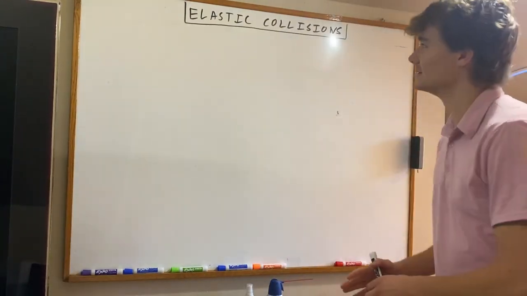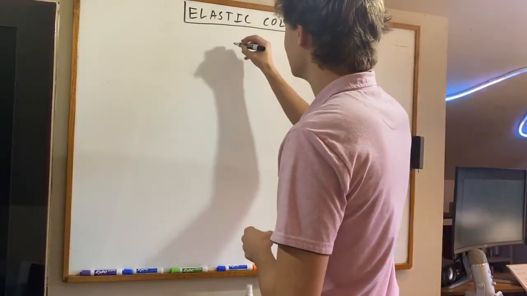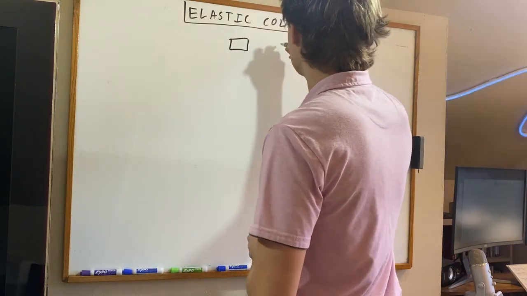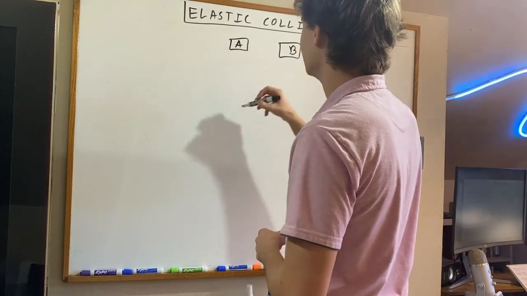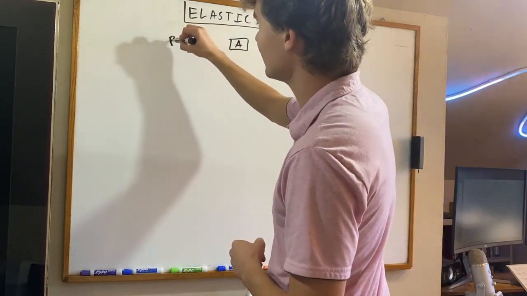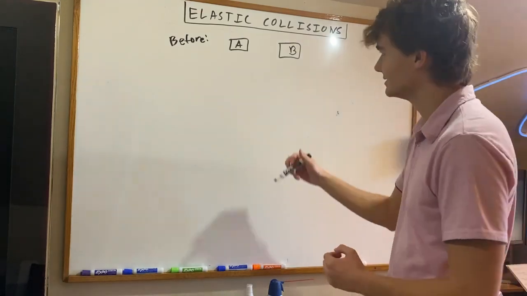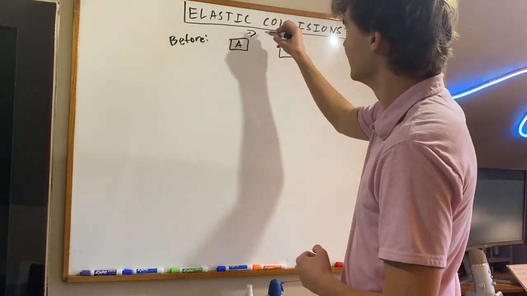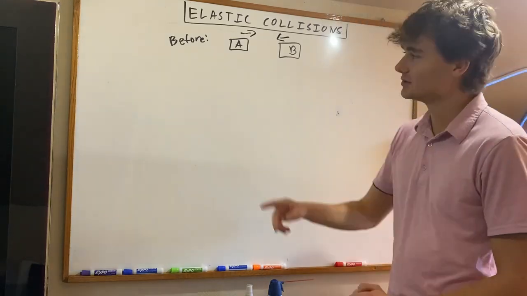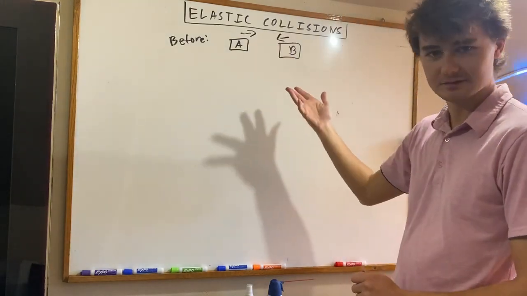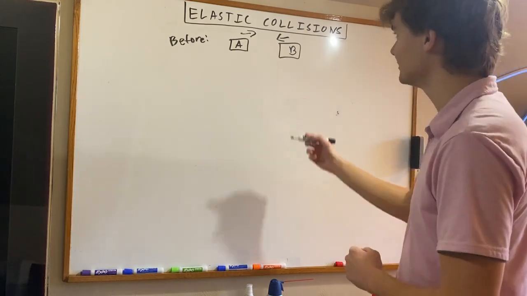So elastic collisions. These are collisions where there are two objects. Let's just call this object A and this is object B. Before the collision, object A and object B are going toward each other. Object A has a positive velocity and object B has a negative velocity, going left.